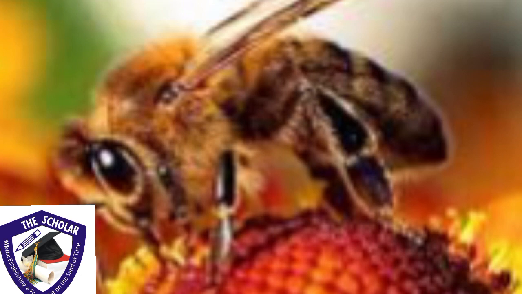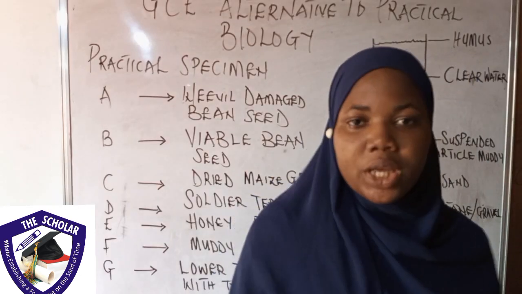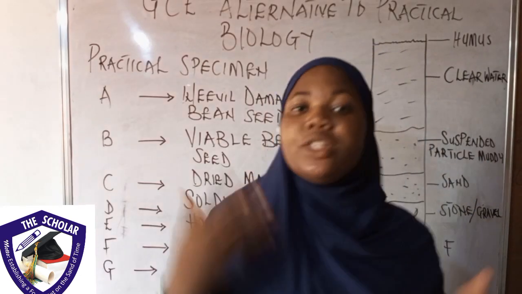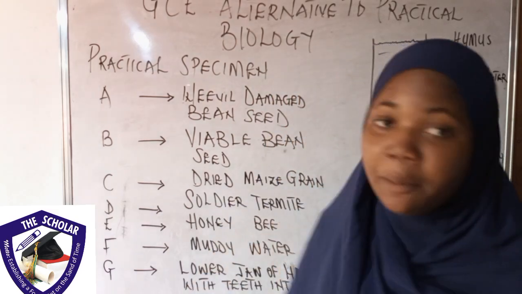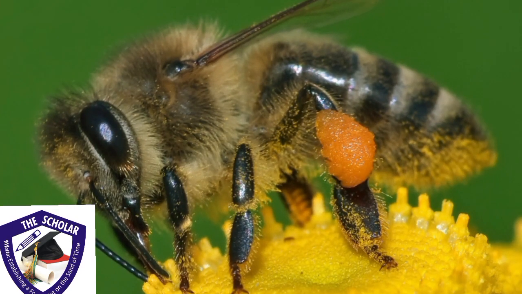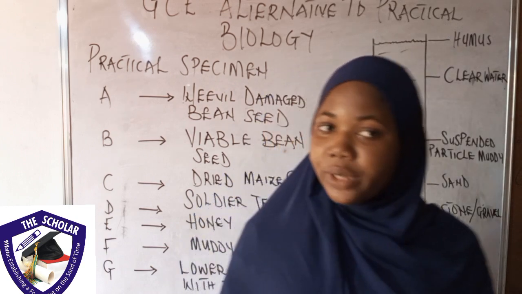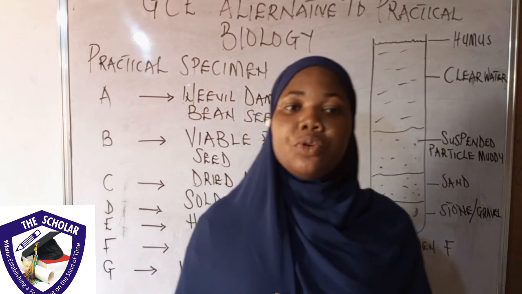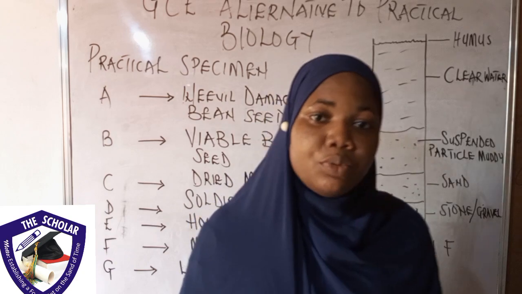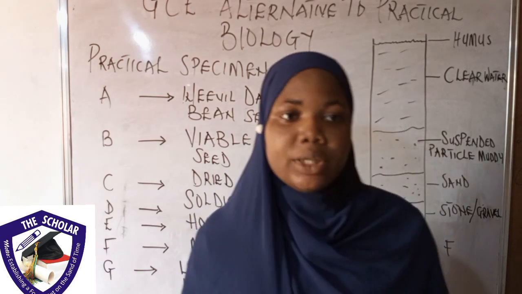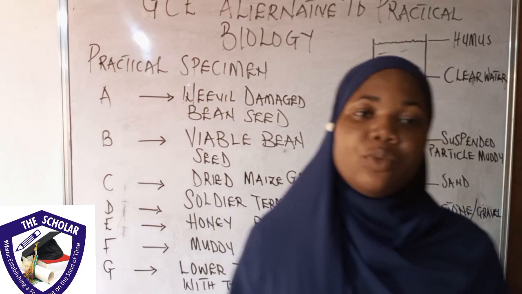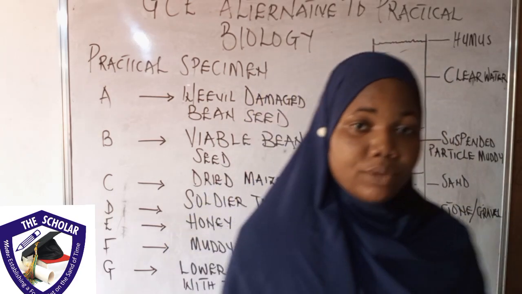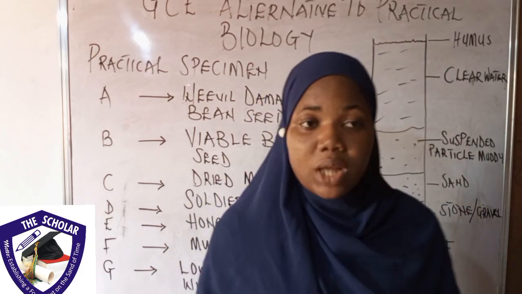And in this specimen, we're not told the member. Is it the queen? Is it the king? Or is it just the worker? We're just told the honey bee. Now, the honey bee belongs to the phylum Arthropoda, the kingdom Animalia, and the class Insecta. Where can we find our honey bees? They are found in the hives. That's where we find our honey bee.